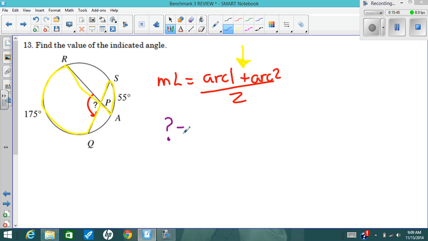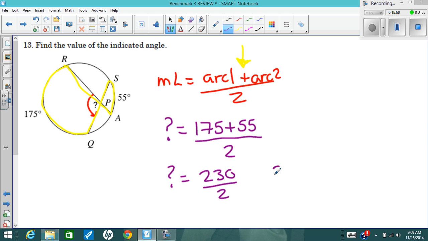So our angle is question mark, and our arcs are 175 and 55. So our angle that we're looking for is 115 degrees.